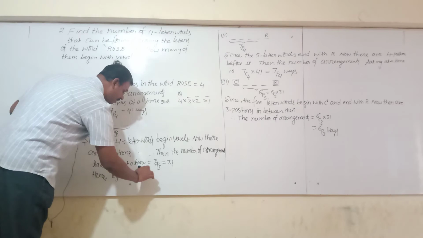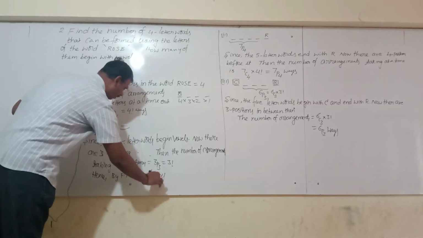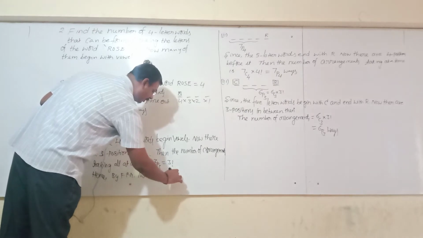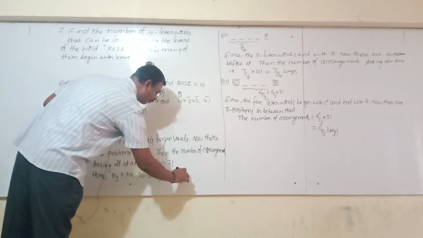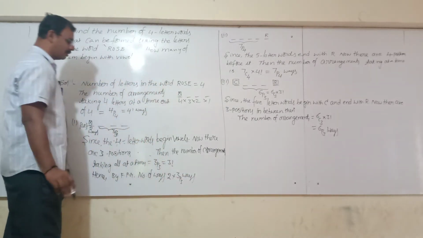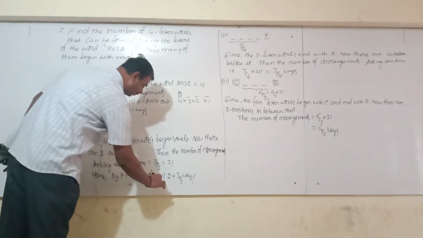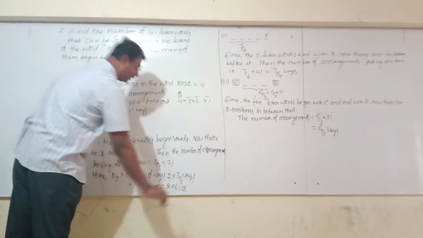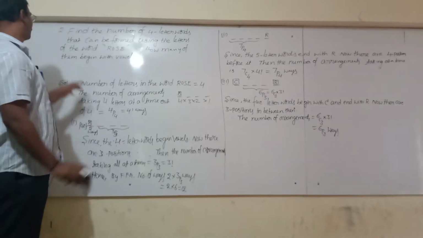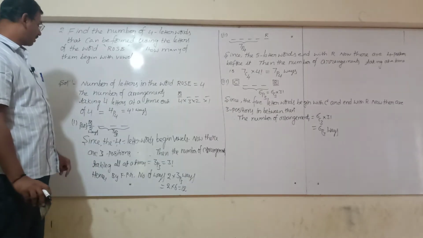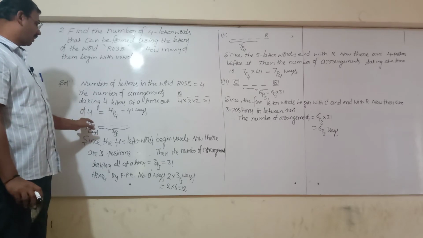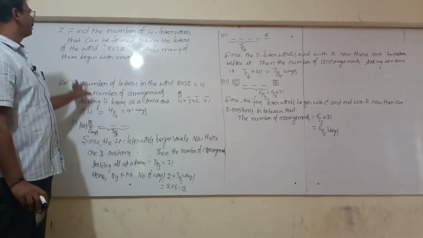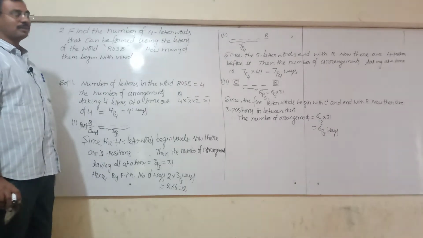the number of ways is equal to 2 into 3p3 ways. This is equal to 2 into 6, that is equal to 12 ways. So this is the question, and this is the answer of this problem. Number of words that begin with a vowel. So almost all of it is exactly similar.